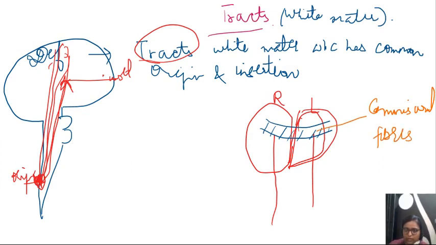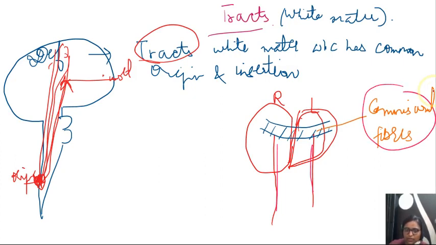Okay, they are the commissures. So if I talk about that, we know that the tracts are connecting the brain vertically. Fine. Then commissure fibers are connecting the brain left to right.